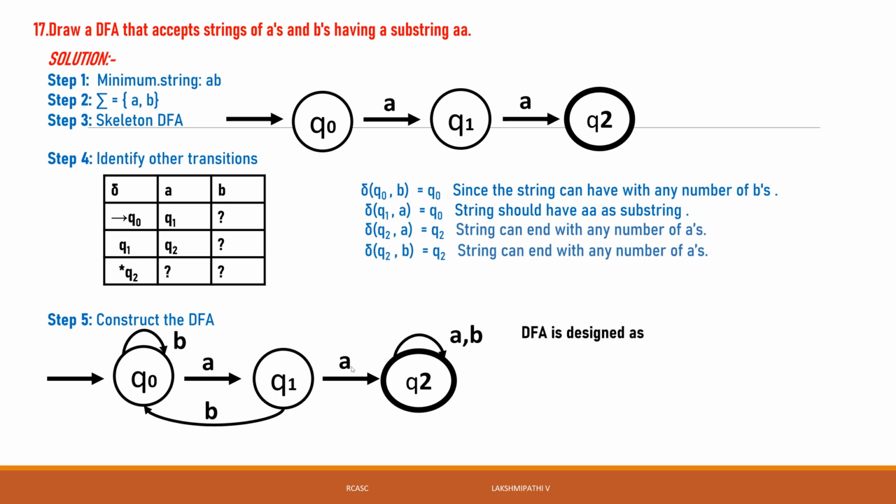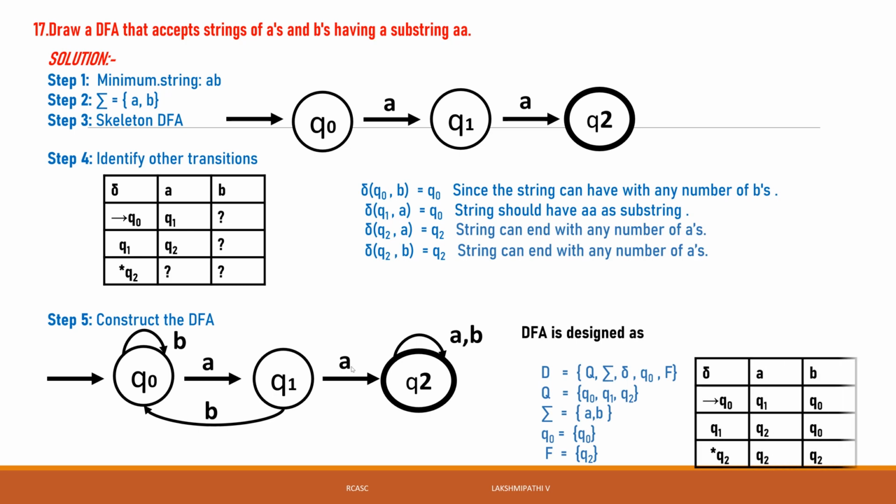Then we define the DFA. A DFA is defined as a 5-tuple: Q, sigma, delta, Q naught, F. Q is a finite set of states: Q0, Q1, Q2. Sigma is the input symbols: A, B. Q naught is the starting state, here Q0. F is equal to Q2, the final state.